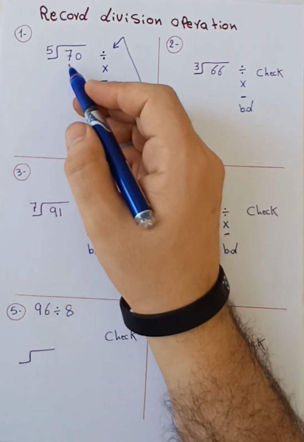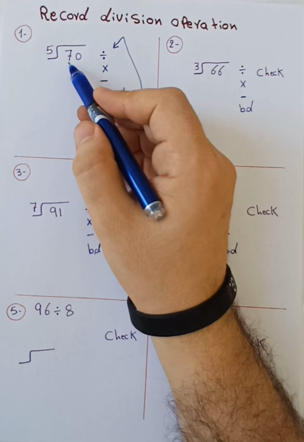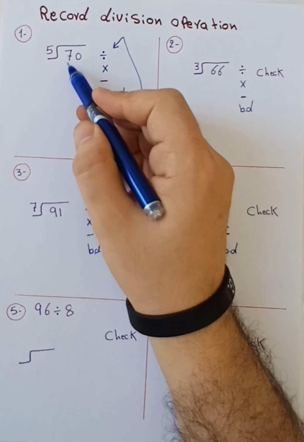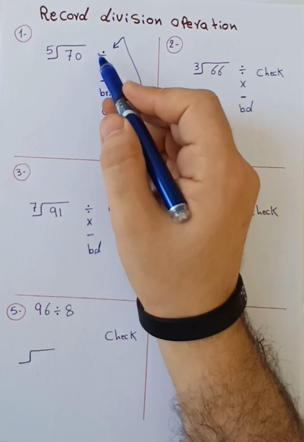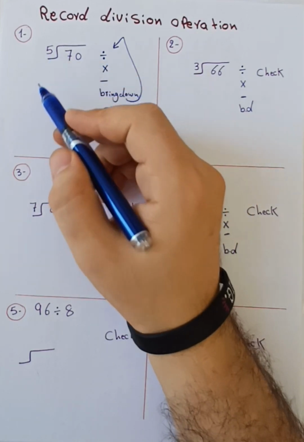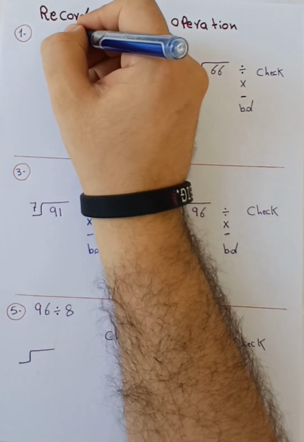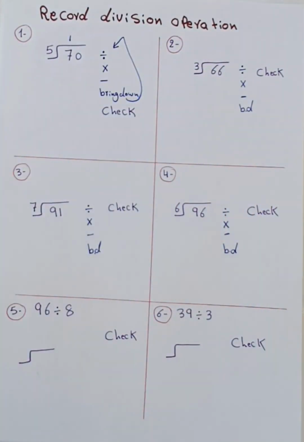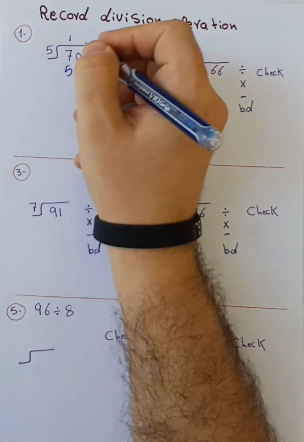So, in this example, you have to start from the first number at left. You have to start from the 7, and the first step is divide. 7 divided by 5, it means how many 5s are in 7? We have only 1. After divide, you have multiply. 1 times 5 is 5.